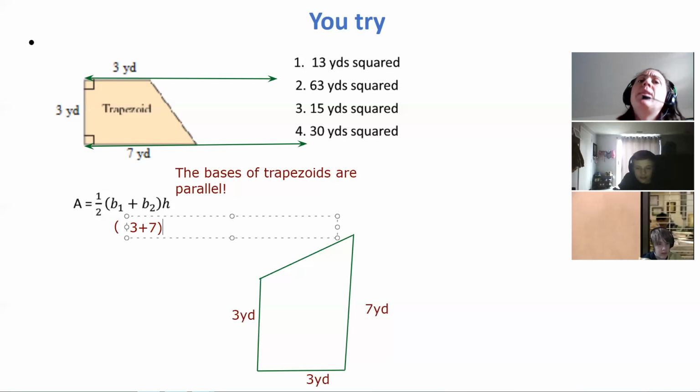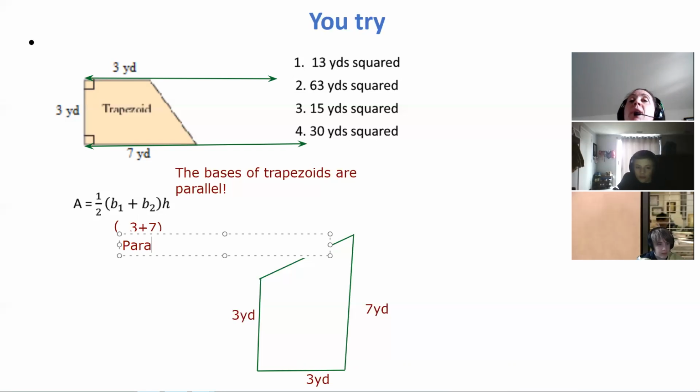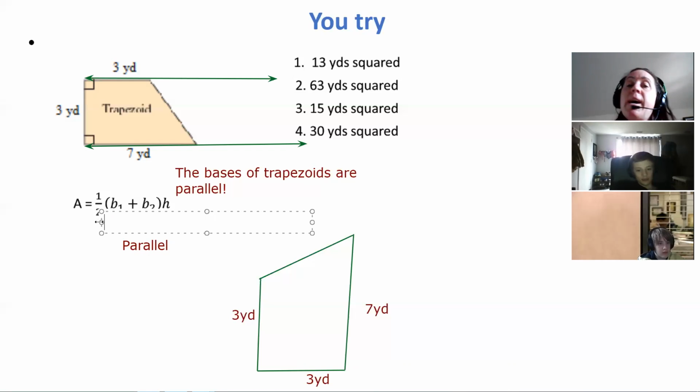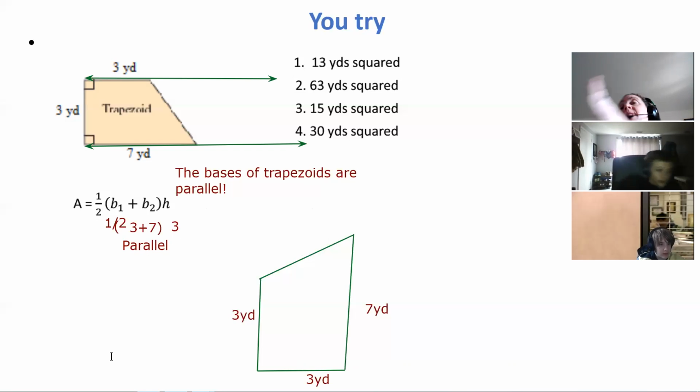You're right. So the 3 and the 7, those guys are parallel. So we know that that is our bases. And the other 3 is left over. And then we still have that 1/2. But 1/2 times 3 plus 7 times 3.